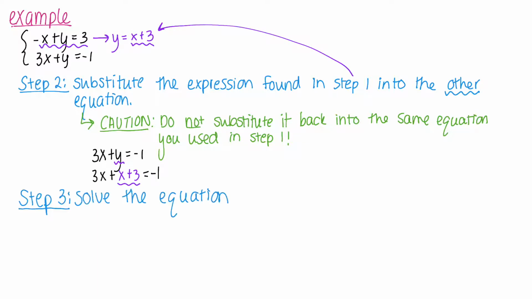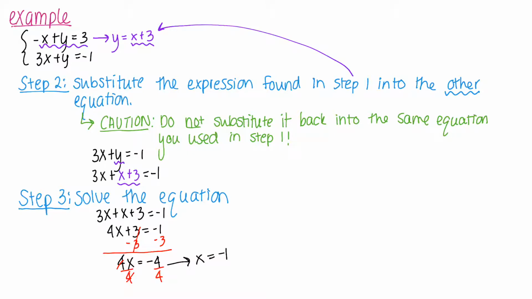All right, so then our next step is going to be solving this equation. We have 3x plus x plus 3 equals negative 1. Combining like terms, we get 4x plus 3 equals negative 1. Subtracting that 3 on both sides, we get 4x equals negative 4, and then dividing both sides by 4 to cancel this 4 out, we get x equal to negative 1.